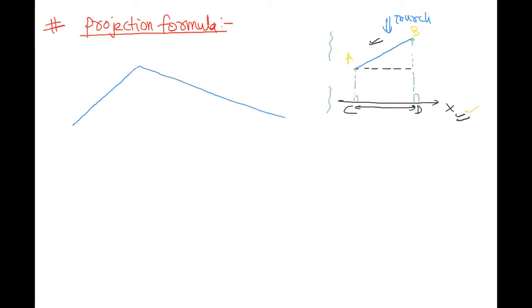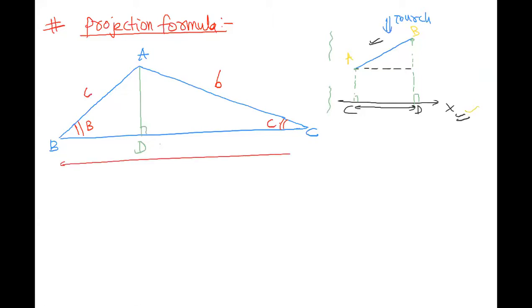So let me complete this triangle. This is the triangle, and we have this as A, this is B, and this is C. And I'm going to draw a perpendicular from here. This is D. So this angle is B, this angle is C. This side is small b, opposite to angle B. This side is small c, opposite to angle C, and this much will be small a.